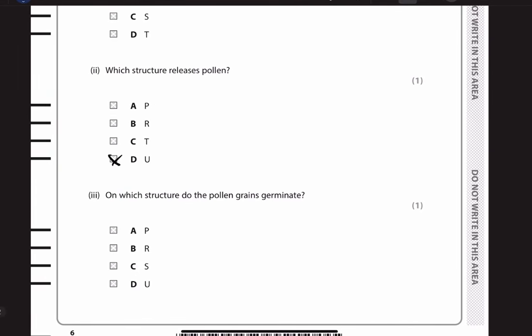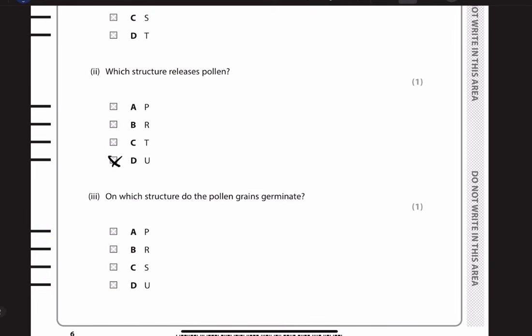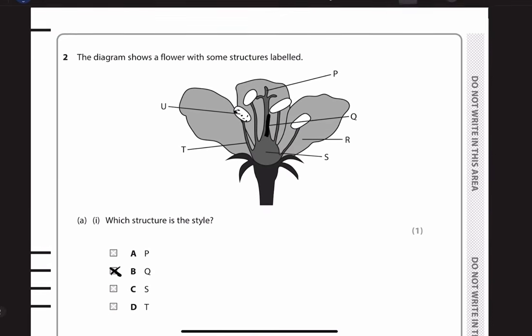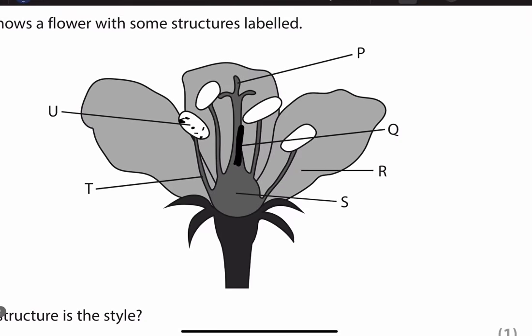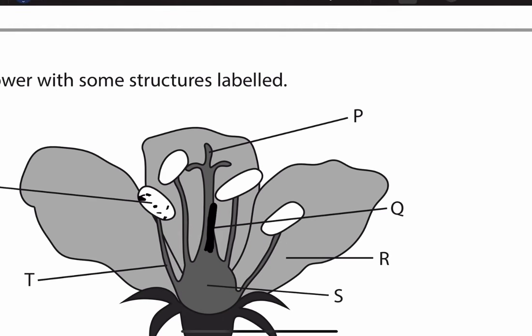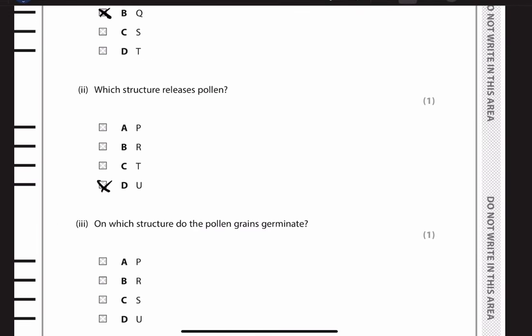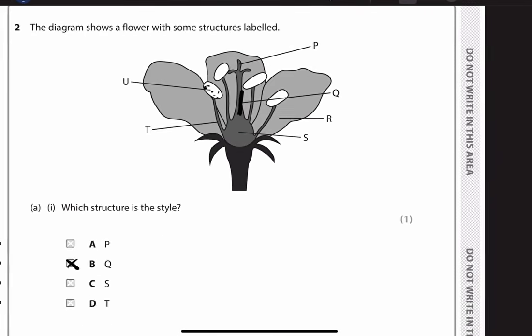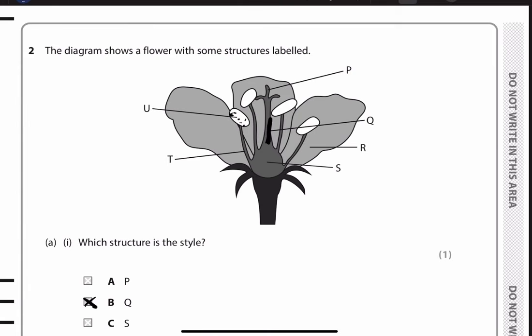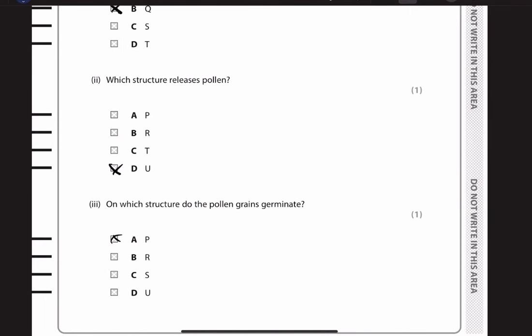On which structure do the pollen grains germinate? This is an interesting question. So if we look at the different ones, we should know that pollen grains germinate on the stigma, as the pollen grains land on the stigma, and that's where they germinate and the whole process begins. So which one points to the stigma? It's P. And P is A. Okay.